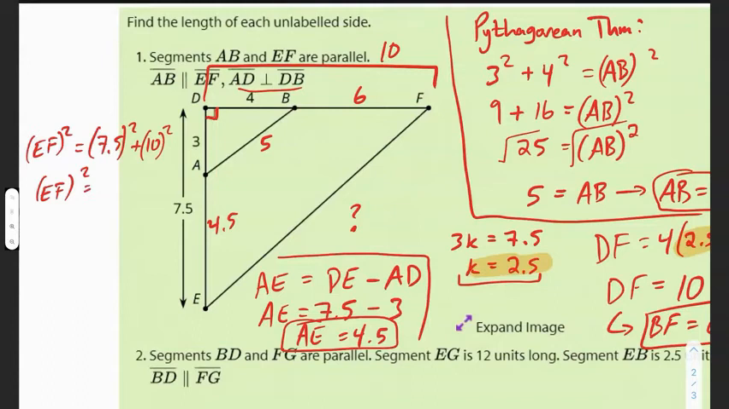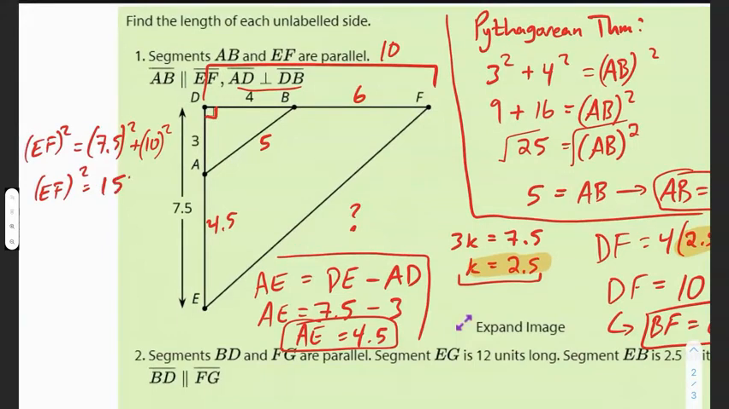Let me get my calculator to knock out this 7.5 squared. And then 10 times 10 is 100. So let's go ahead and add the 100. I ended up getting 156.25. Okay. And then square root that, right? Let's see. And I end up getting 12.5.